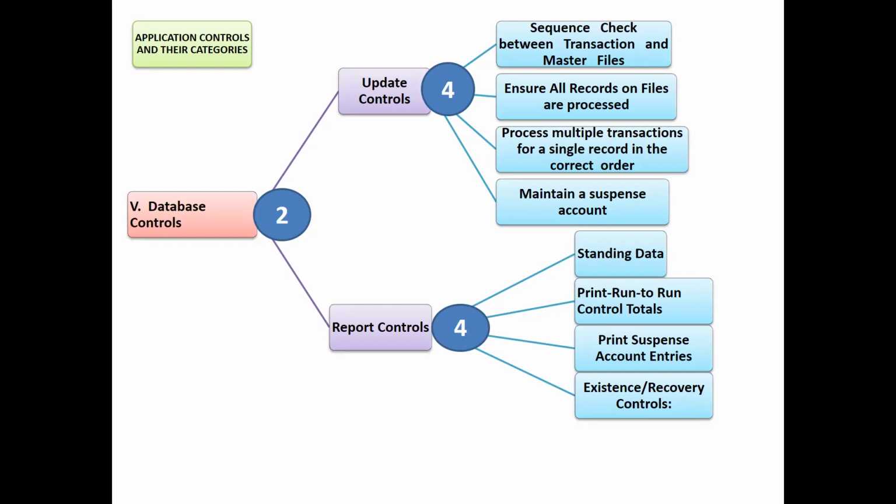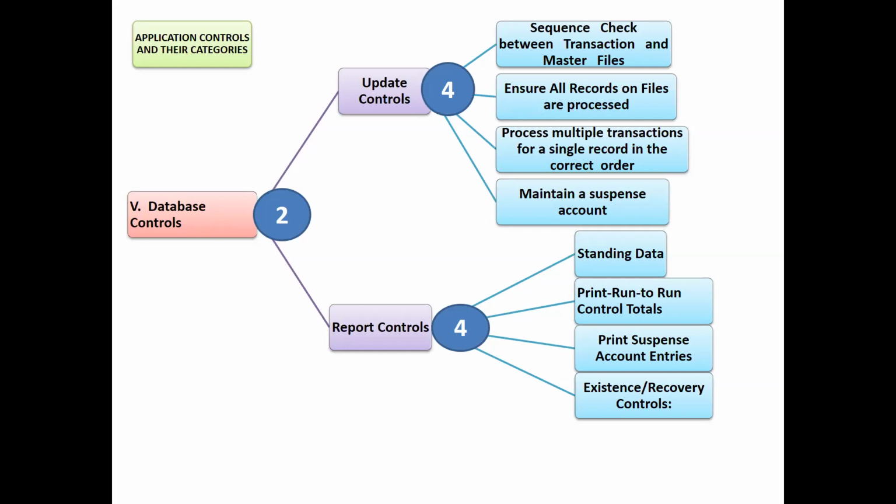So standing data means what? For example, you have a bank account, the rate of interest for savings bank is 4%. For a loan account, it may be, let's say, 8%, 9%, 10% depending upon the loan. So that is what is referred to as standing data. So when you are processing the data, if the rate of interest is wrongly calculated, the output will be wrong. So you have to ensure that the data is appropriate and there is a control.